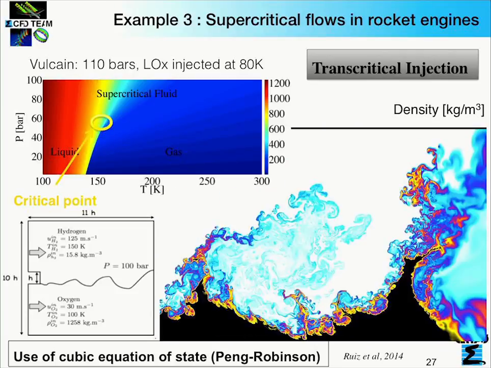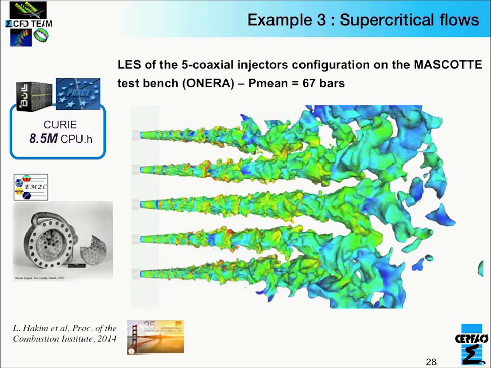But then we could apply that to a more applied configuration. This is the five coaxial injector configuration that was tested at the Mascotte test bench at ONERA in Paris. So you have five coaxial injectors here, and the motivation of the study was the combustion instabilities. So before studying really the effect of the acoustic pressure modulation on this type of flow, we first looked at what we get when it is just stable.